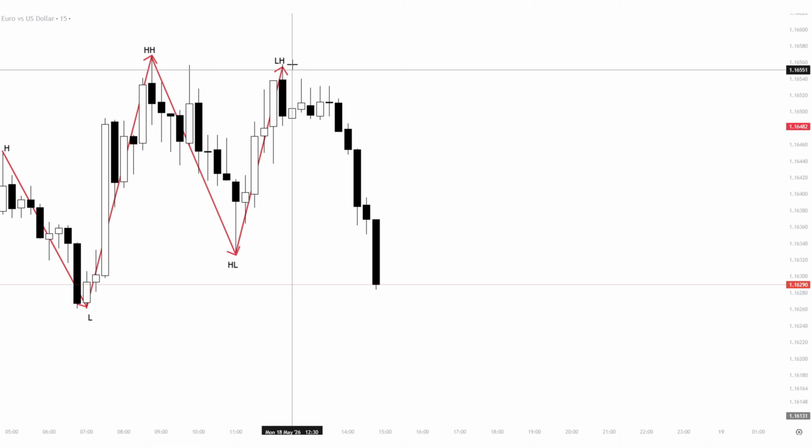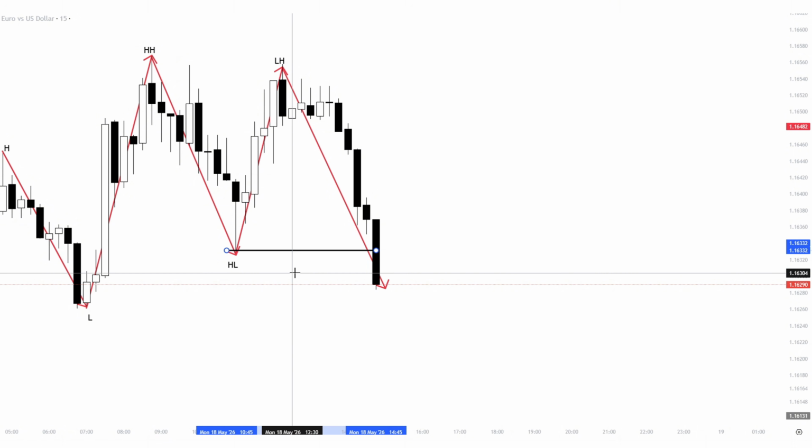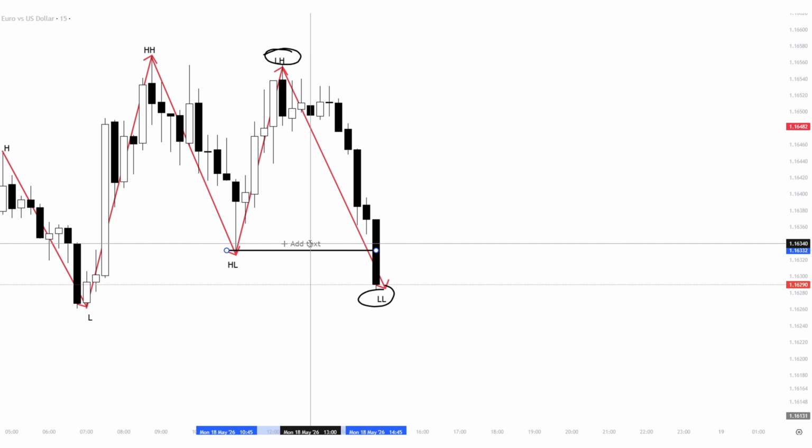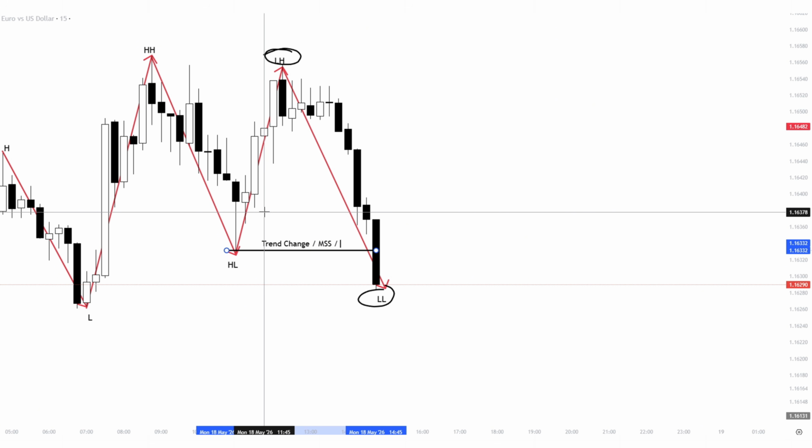And from this lower high, we got an aggressive downside movement which broke below the previous higher low. If a higher low breaks down, then that new low becomes a lower low. So now we have two bearish swing points coupled together. We have a lower high that was then followed with a lower low. The moment the market creates the first lower low, that signals a trend change, a market structure shift into a downtrend.